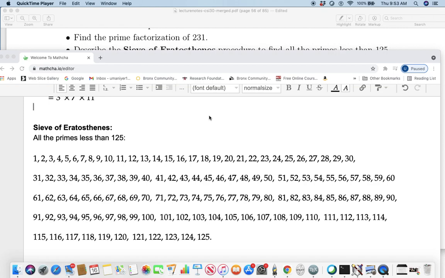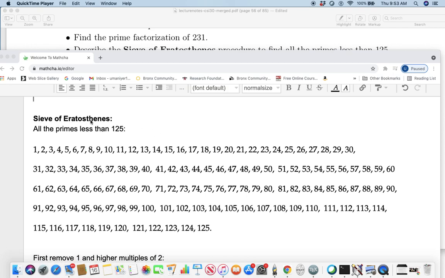Welcome back. Let's look at this algorithm called the sieve of Eratosthenes. I hope I'm pronouncing it correctly. Okay. This is a very beautiful algorithm. So suppose you want to find all the primes less than 125. Write down all your integers starting from 1 until 125.